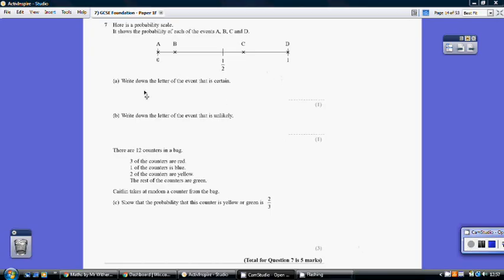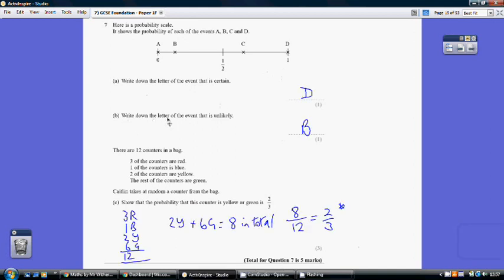Question 7. Write down the letter of the event that is certain. Well, if it's certain, the probability of it happening is 1, so that's event D. Part B. Write down the letter of the event that is unlikely. Well, B is unlikely. It's not impossible. A is impossible, but B is unlikely as it's close to 0.